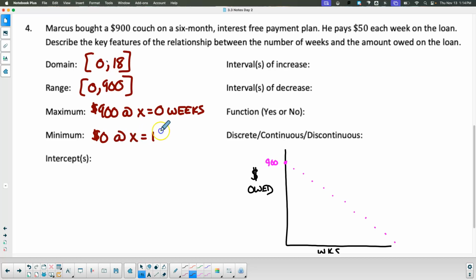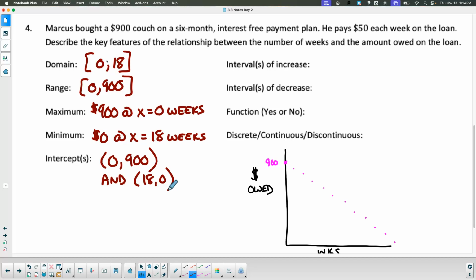Do I have an intercept? Yeah. 0, 900. 0, 900 is one of them. And then 18, 0. Oh wait, never mind. I was thinking of something else. I get it. You were thinking of data points.